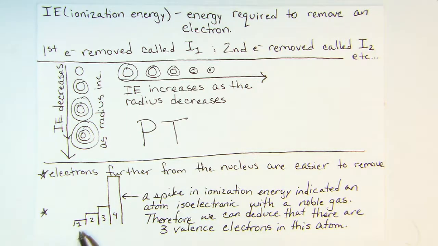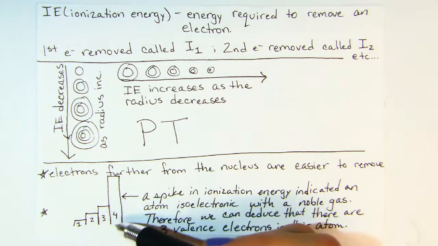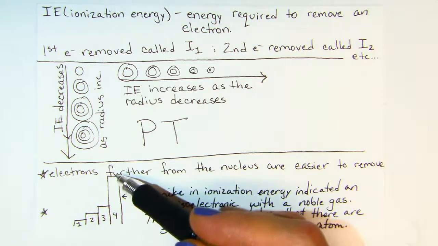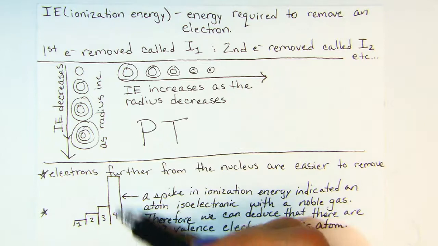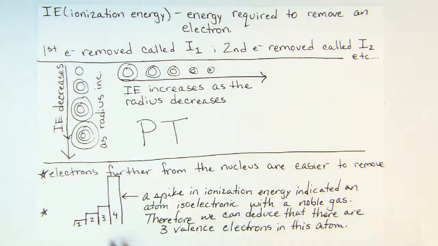And if you see a graph that looks like this, then a spike in ionization energy is going to indicate that the atom is isoelectronic with a noble gas. And so it takes a lot of energy in order to take that electron. So that means every electron preceding that point must have been a valence electron. So this graph, for example, would have 3 valence electrons for this atom.